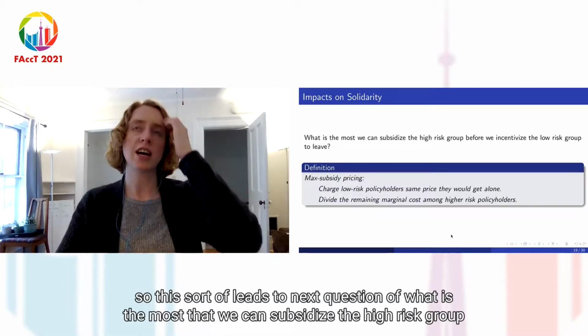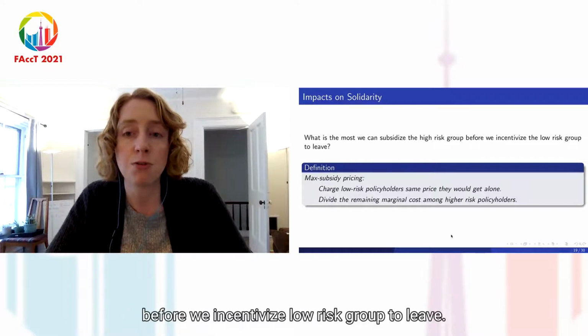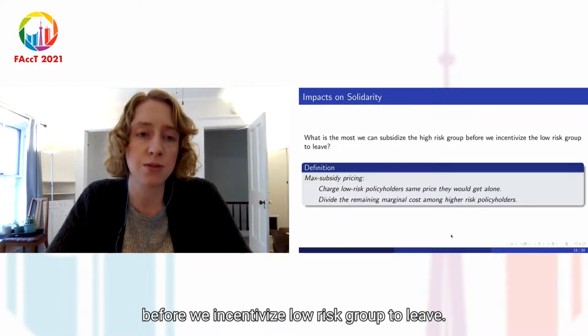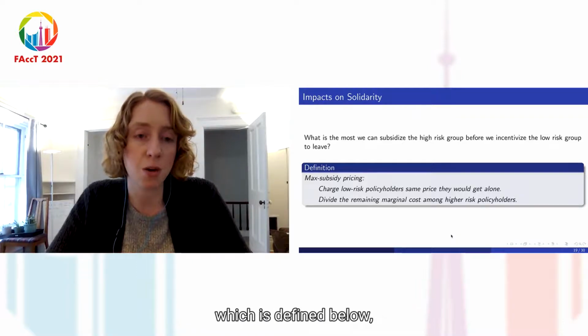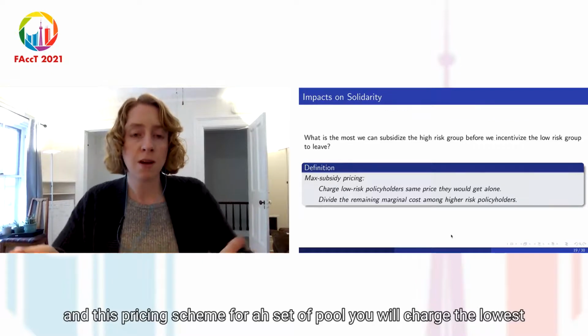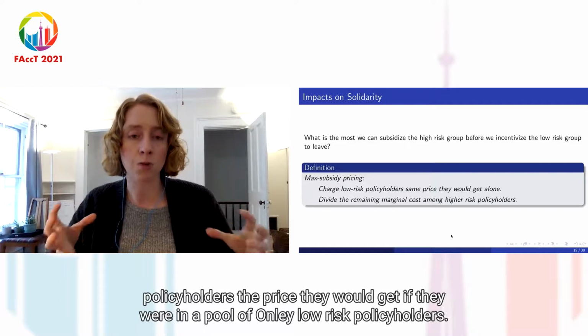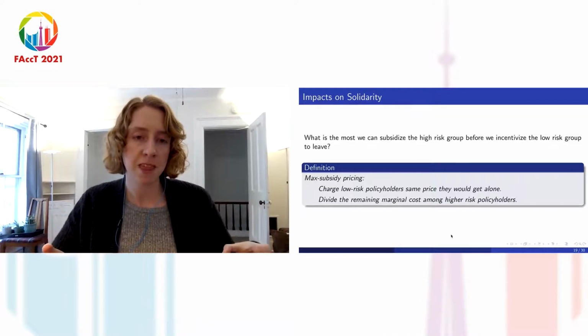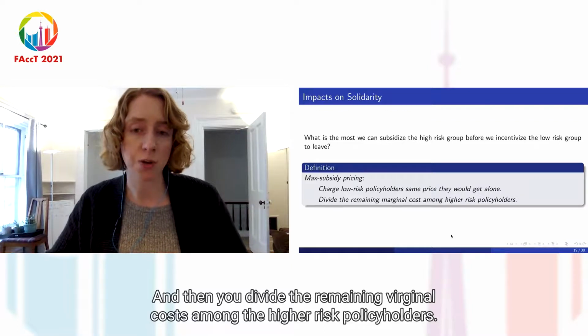So this leads to a next question of what is the most that we can subsidize the high risk group before we incentivize the low risk group to leave? And the answer is given by this max subsidy pricing, which is defined below. In this pricing scheme, for a pool, you will charge the lowest risk policyholders the price they would get if they were in a pool of only low-risk policyholders. And then you divide the remaining marginal cost among the higher risk policyholders.